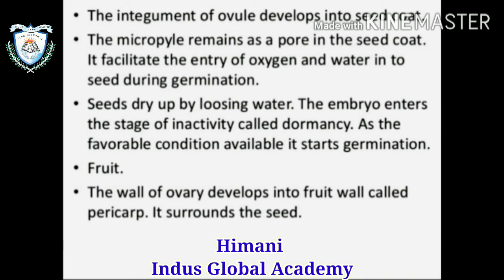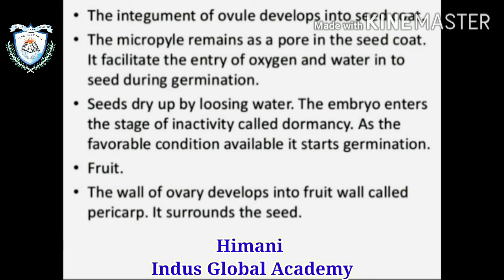Now the integument of the ovule. I told you the ovule develops into the seed, but the integument of the ovule develops into the seed coat. The micropyle remains as a pore in the seed coat so that the entry of oxygen and water into the seeds can occur during germination. And when the seeds dry up, they lose water. The embryo enters a stage of inactivity, and that stage is known as the dormant stage or dormancy. So as favorable conditions become available, it will start germination.